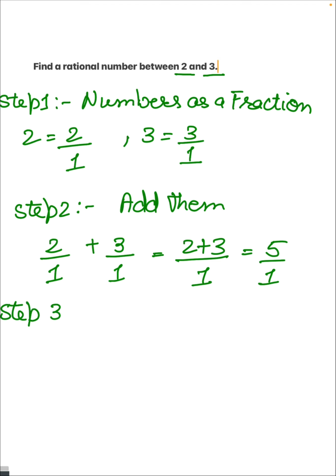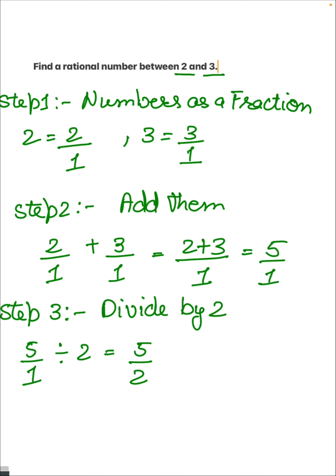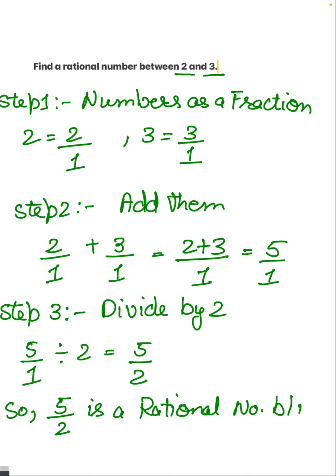Step 3: we have to divide it by 2. 5 over 1 divided by 2 is equal to 5 over 2. So 5 over 2 is a rational number between 2 and 3. So 5 over 2 is our answer. This is a rational number between 2 and 3.